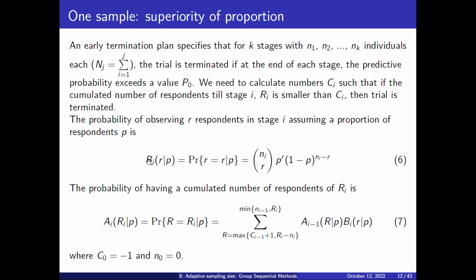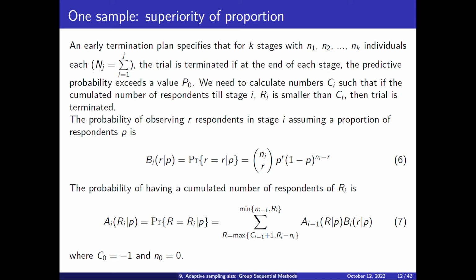So for instance, what is the probability of observing R respondents in the stage i, assuming that the proportion of respondents is this one? It is a binomial, and the probability of having a cumulated number of respondents of Ri up to the stage i is the sum of these kinds of things.